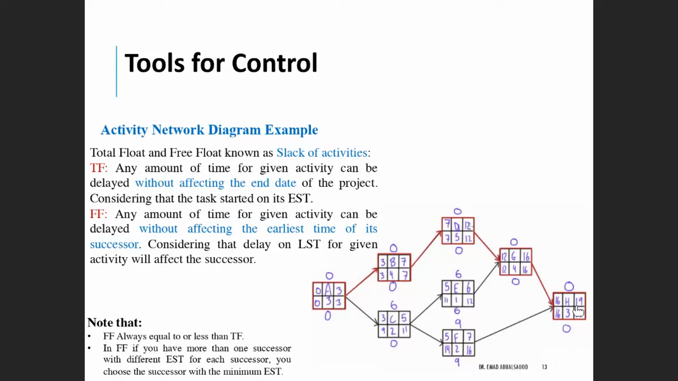Okay, you can see here in some activities they have a 0 free float, like in activity C, and that tells you you cannot delay that activity by 1 week, because that will affect also the beginning of the activity on the successor. And how will that work?